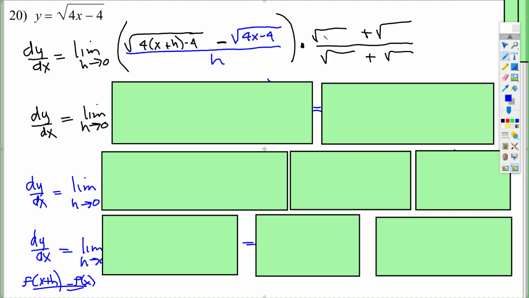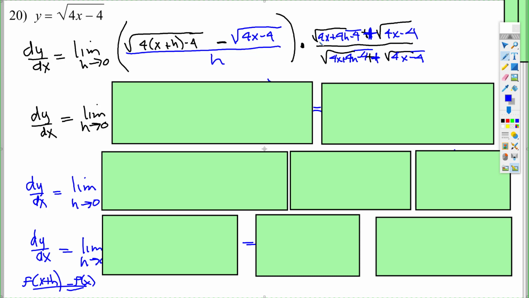And the conjugate is, when I do the distributive, that's 4x and 4h. So 4x plus 4h minus 4, plus the 4x minus 4. You're going to write the same thing down here. 4x plus 4h minus 4, all over, and then under the other radical, 4x minus 4. And that's also a plus sign. You don't do anything with that.